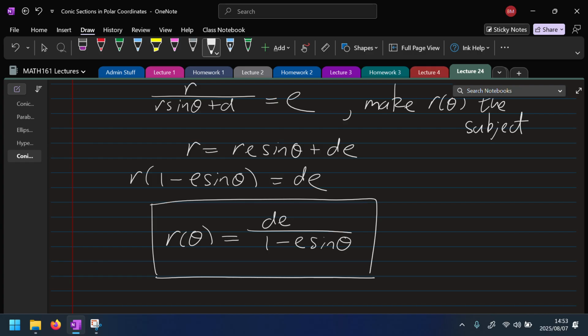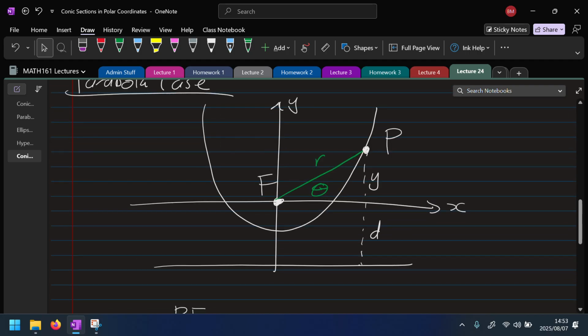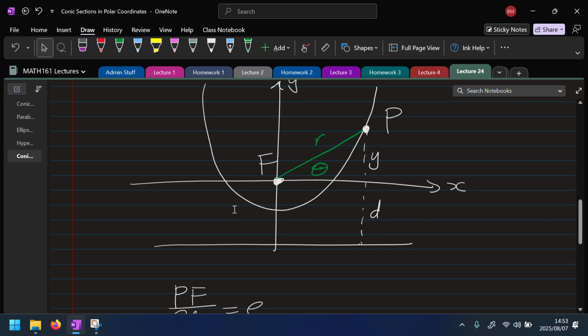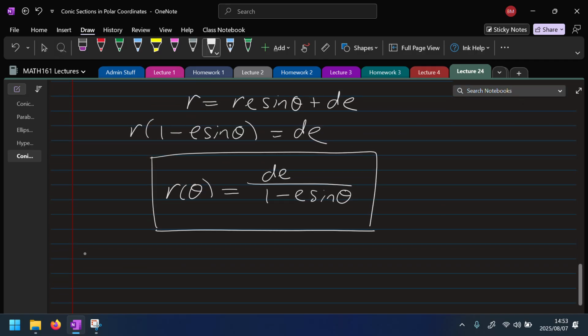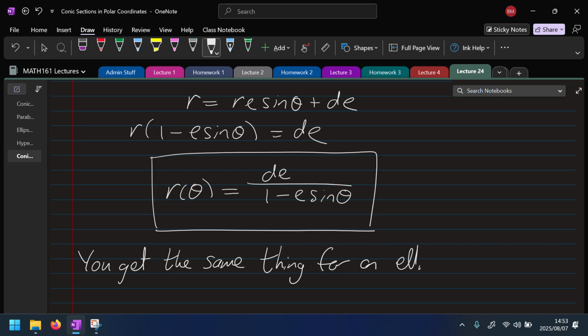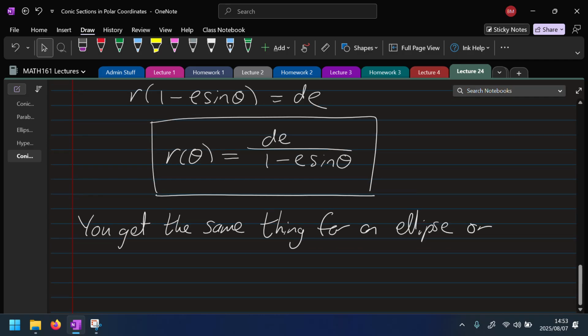So for a parabola like we have here, e would have been 1. You would have fixed that at 1. But this works for any e, right? We didn't fix it to anything. So for this example here, it was a parabola, so e would have been 1. But again, this works in general. It doesn't matter what you set it up as, you end up with the same thing. So you get the same thing for an ellipse or hyperbola.